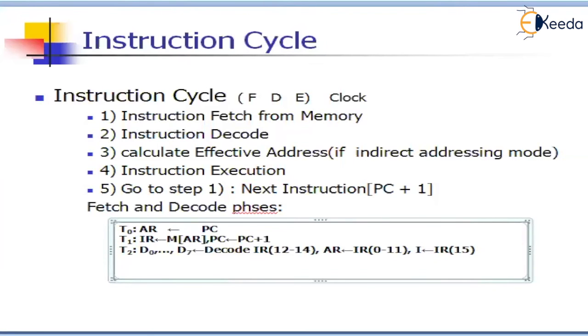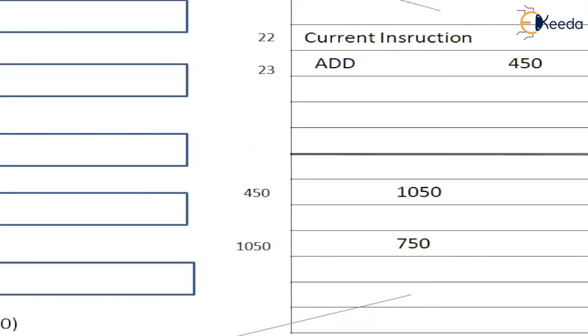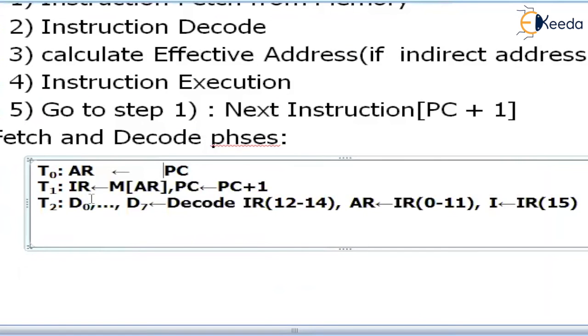In T0, program counter will get transferred to the address register. In T1, you have already witnessed that memory of the address register will get transferred to the instruction register. In T0, program counter is being transferred to the address register. The very next thing is memory of the address register will get transferred to the instruction register, right? Now in T1, memory of the address register, which is an instruction, will get transferred to the instruction register, right?